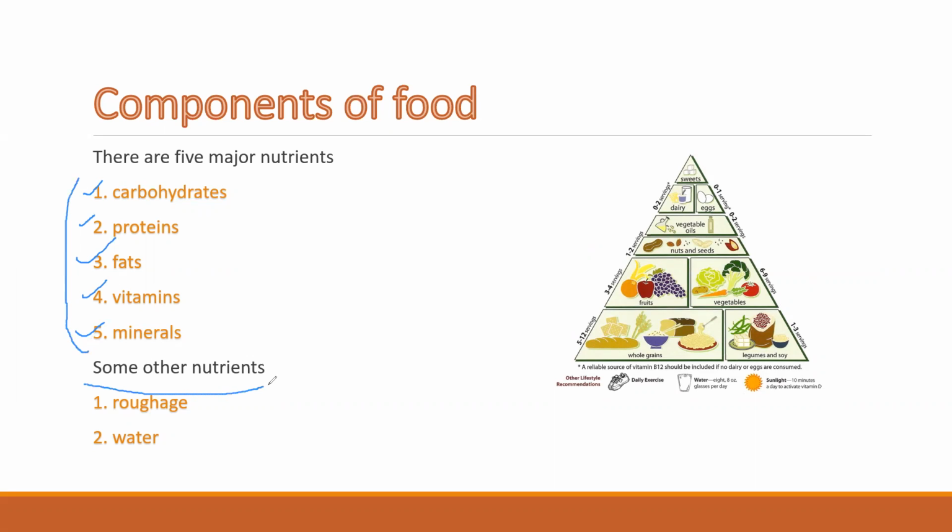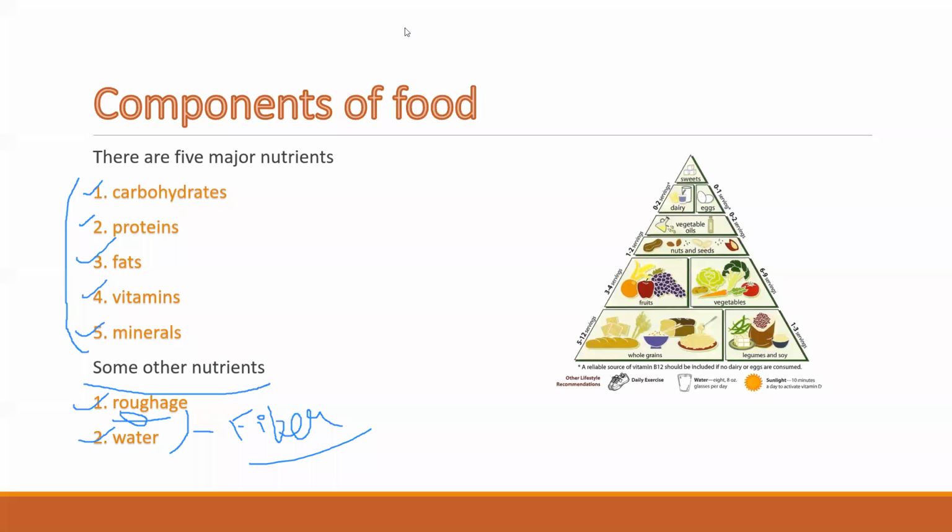And there are some other nutrients too. They are roughage and water. Roughage is also called fiber. Fiber is required in food. So these two are not the major nutrients, but scientists have discovered these two nutrients too. Water is required for us, and roughage is required for us too. We will learn about it in this video.